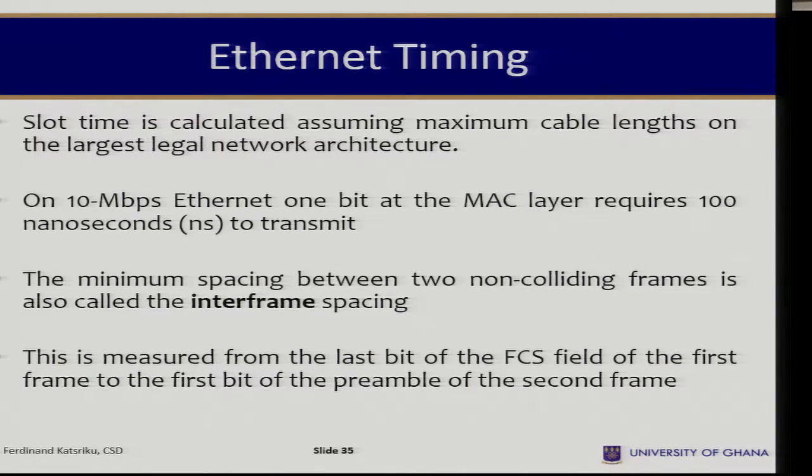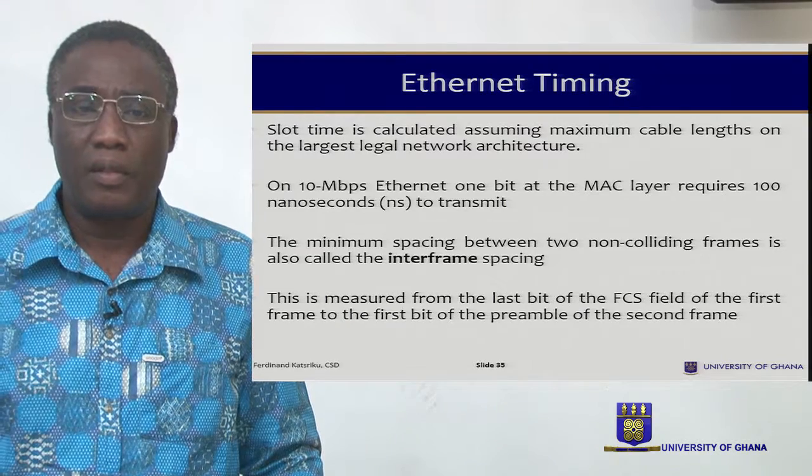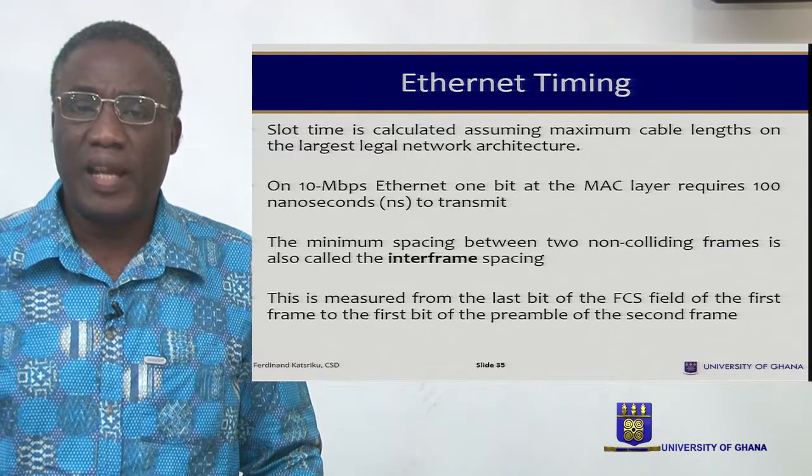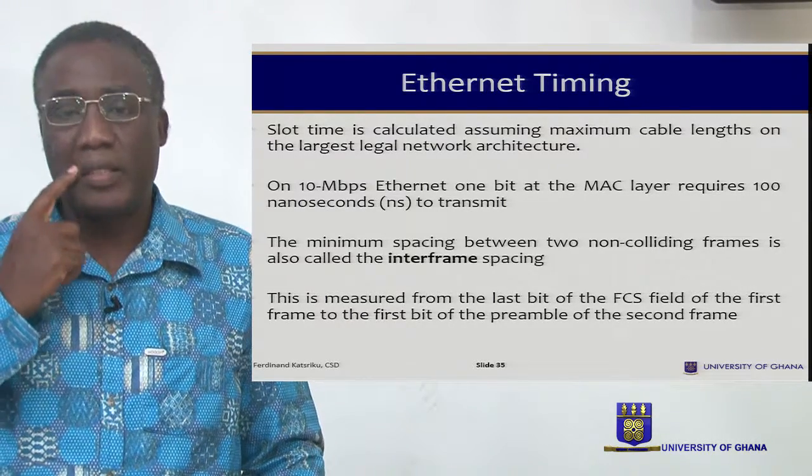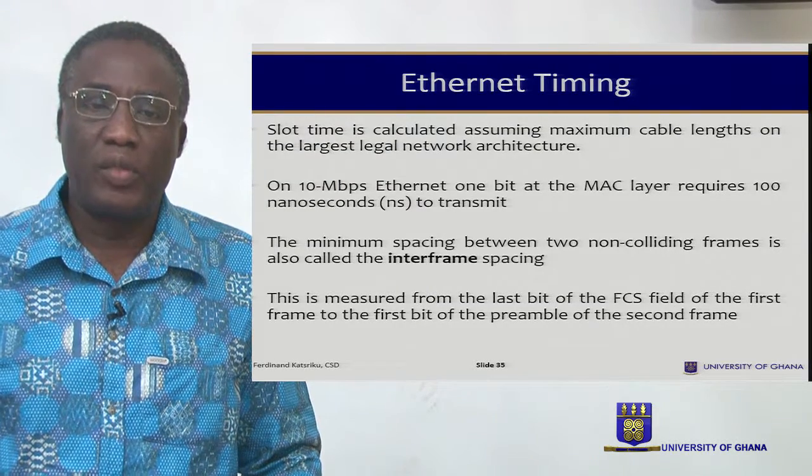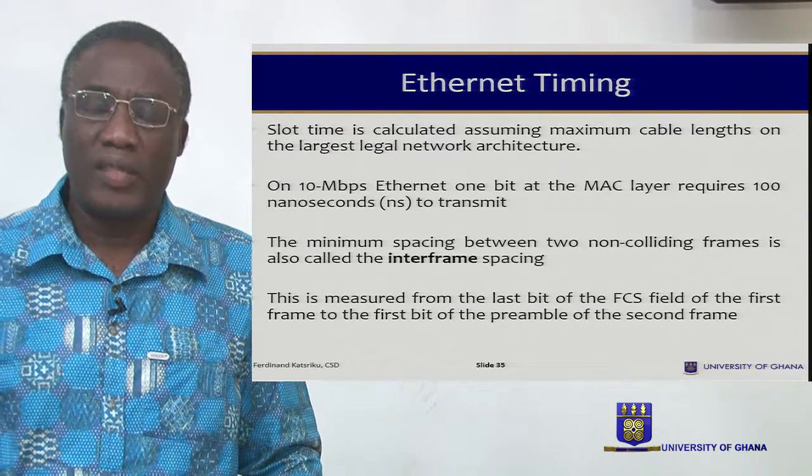The minimum spacing between two non-colliding frames is also called the interframe spacing. This is measured from the last bit of the FCS field of the first frame to the first bit of the preamble of the second frame.